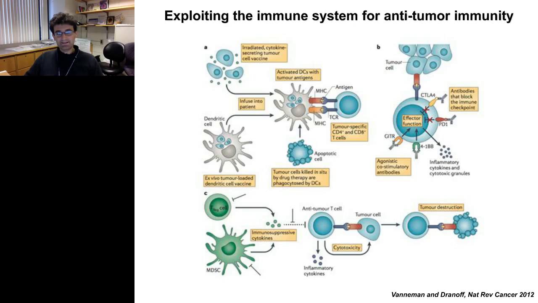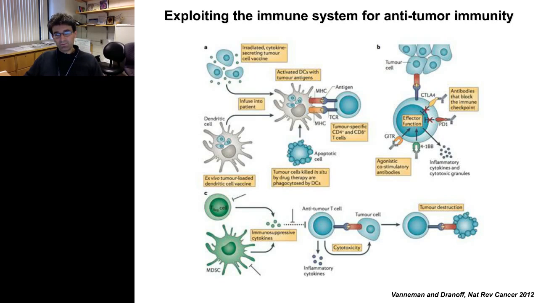And these cells can be infused into the patient to activate the dendritic cells with specific antigens that are, of course, tumor antigens. And this priming results in an activation of tumor-specific CD4 and CD8 T cells that are the same cells that eventually recirculate and find the tumor and kill it.